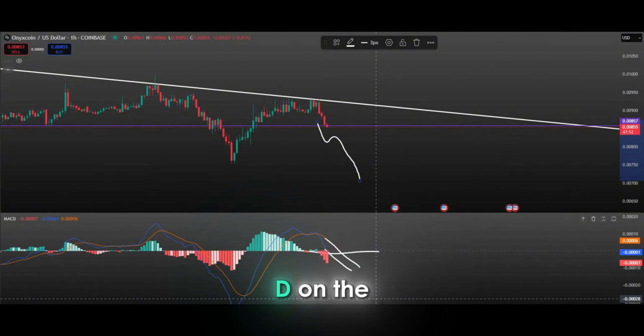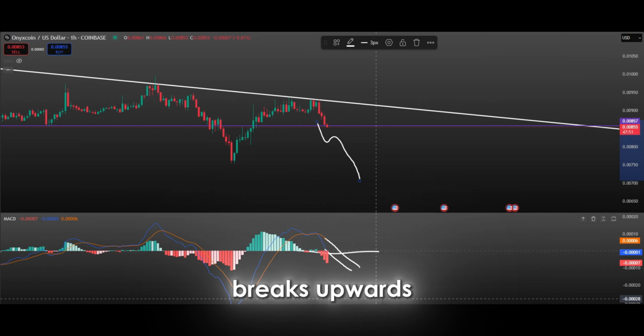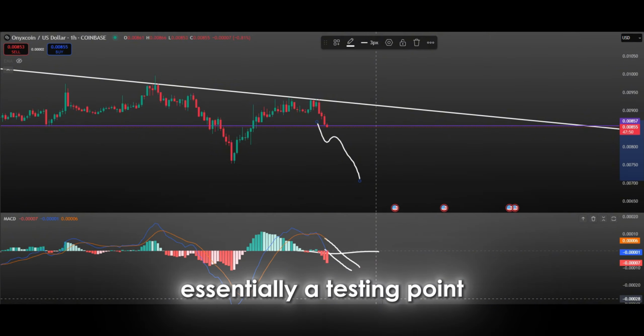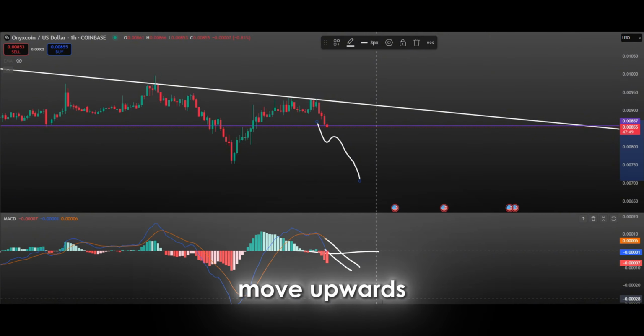On the other hand, if the MACD does not move below the zero line, but instead consolidates here and then breaks upwards, this would be interpreted as a very positive signal. In this case, the MACD would show that the market is regaining upward momentum, and the probability of an ongoing rise would increase. This level is essentially a testing point. From here, the market will either strengthen and move upwards or show weakness and initiate a downward trend.